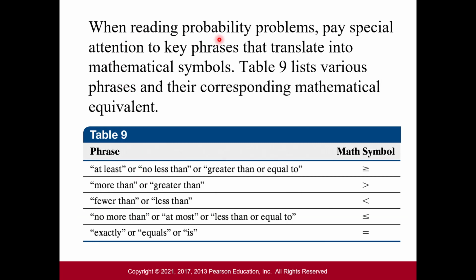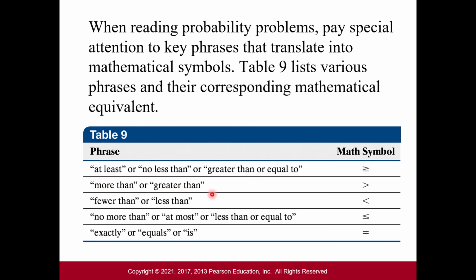So when reading probability problems, pay special attention to key phrases that translate into math symbols. A lot of times with math, we have to take the words and translate them into some kind of math symbol. So here are a few of our equivalent English phrases with math symbols. At least, no less than, or greater than or equal to is this inequality symbol here with the bar underneath, because it can equal the number as well.